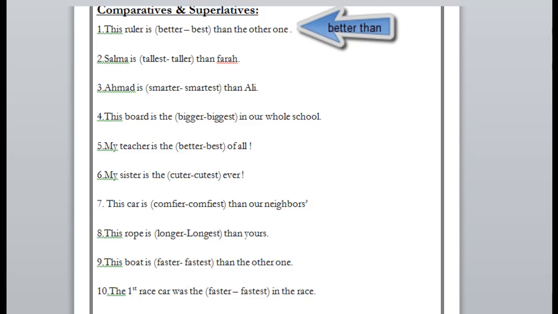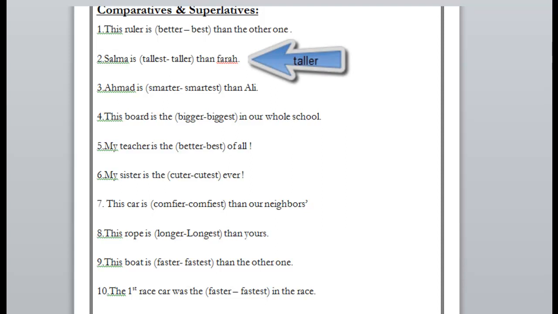Okay, let's get to number 2. Salma is tallest or taller than Farah. So, there are 2 or more, guys. Salma and Farah, they are 2, right? Okay. And what else? We found the word than. Okay, whenever you see than, you add what to the adjective? Er. Okay, so Salma is tallest or taller than? Yes, of course, taller than. Perfect, guys.